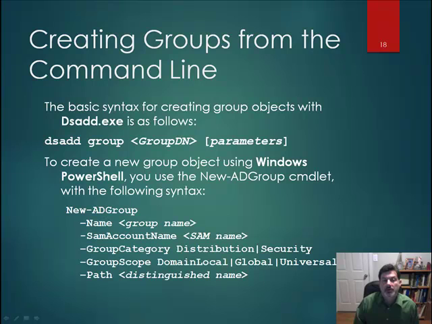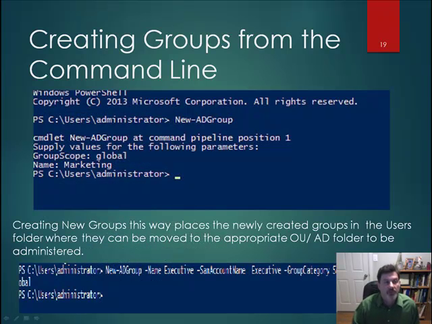We have the ability to create groups through the command line as well. The basic syntax for creating group objects with the ds_add looks something like this. We have ds_add group, and then you add your parameters to that to facilitate the creation of the group. I also have the ability to create groups with Windows PowerShell. There is actually a PowerShell add group cmdlet associated with PowerShell that you can use, and it looks something like this when you actually use it correctly.